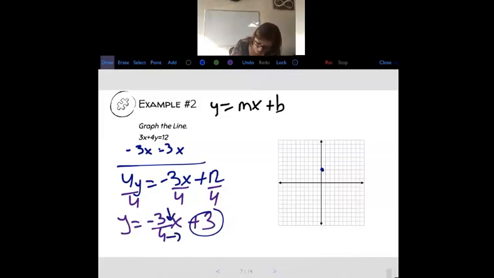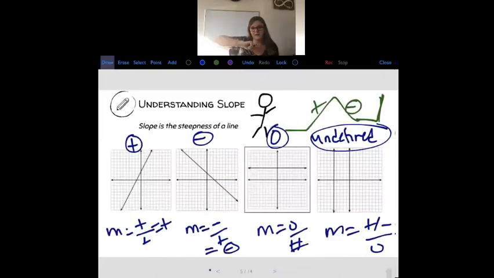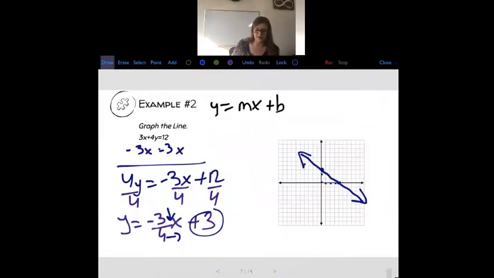So we go down 1, 2, 3, and then we go over 1, 2, 3, 4. Okay, and then notice here, you can always check from a couple slides ago, if the slope is positive, the line goes up. If the slope is negative, the line goes down. And so in this case, since slope is negative, you can double check that the line is going down.